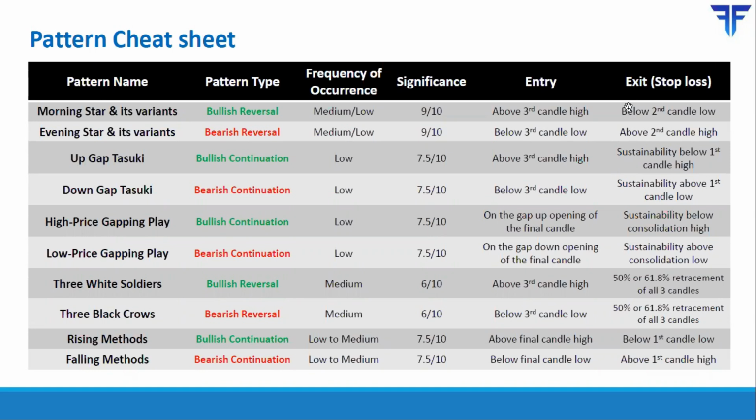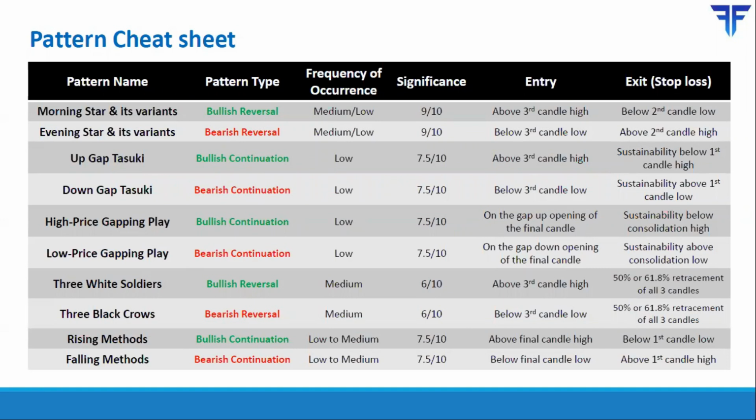Then we talked about the upward gapping Tasuki and the downward gapping Tasuki, which are bullish and bearish continuation patterns respectively. These are relatively rare patterns. You will see them forming very rarely. But whenever they do appear, they are relatively safer patterns to act upon. One of the biggest advantages of trading up and down gap Tasuki is that the stop loss tends to be very small. So whenever you spot this pattern, you should ideally trade it because the risk to reward is very much in your favor.